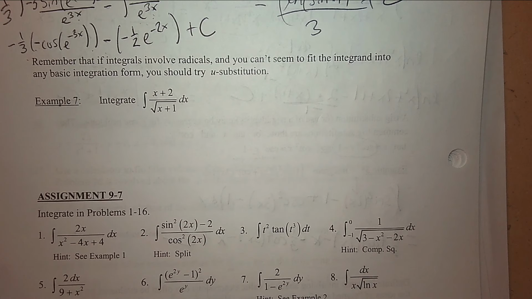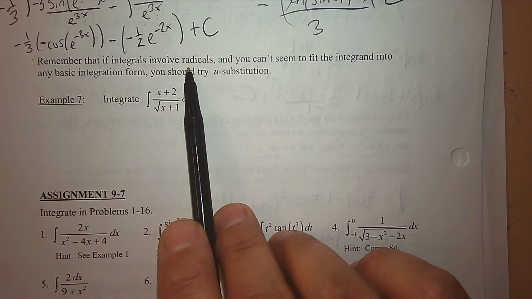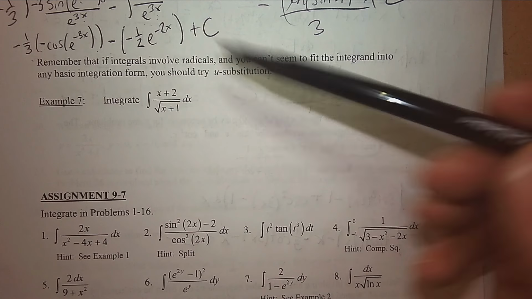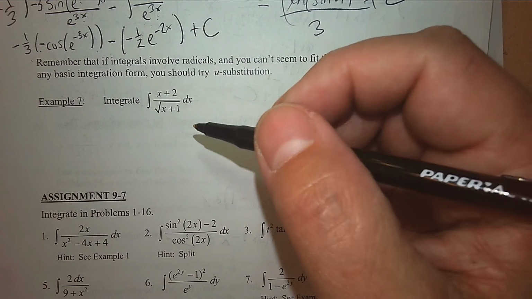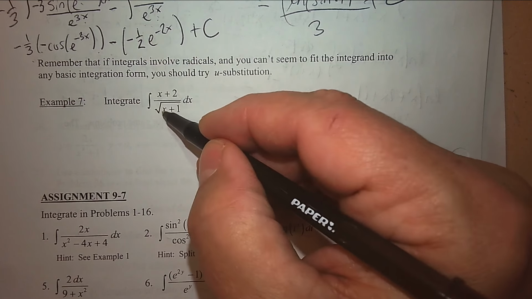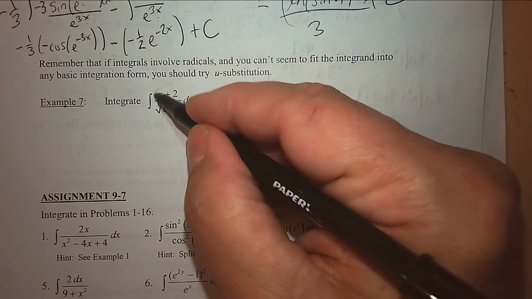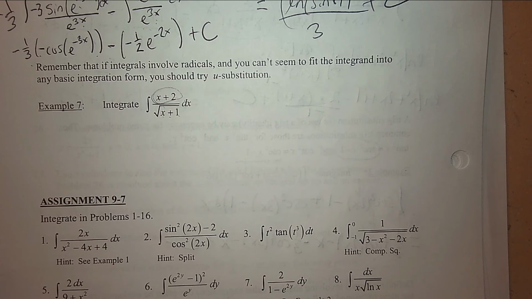Example 7. That means I got limited time. So remember that if integrals involve radicals, and you can't seem to fit the integrand into the basic integration form, you should try what? U-substitution. Now that's a complicated word to say this. What is the derivative of x plus 1? 1, right? Can you see how that numerator isn't helping us? If that numerator was a constant, boom, it's to the exponent negative a half, add 1, divide, done. But it doesn't fit, right?